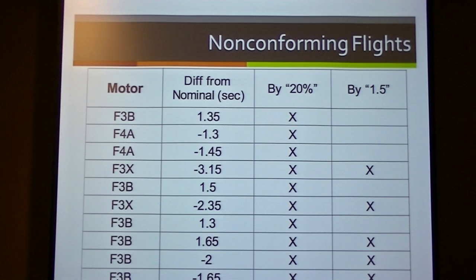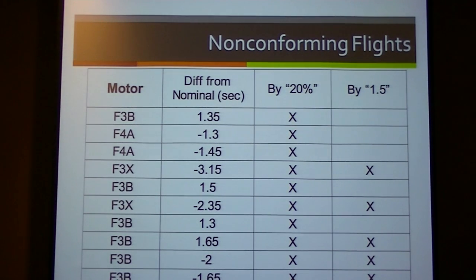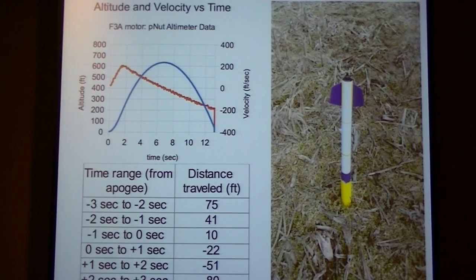Here's a list of the motors that I tested that were out of the spec. All 10 of these were out of the 20% spec, however, because of that 1.5 second exception, only 5 of those really were out of spec, and you can see some motors were over 3 seconds in variability from desired.